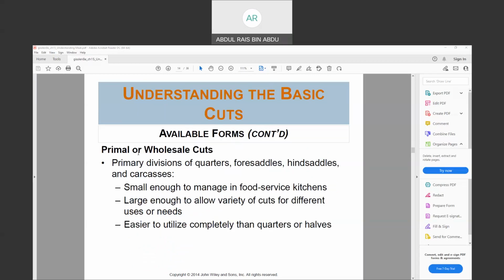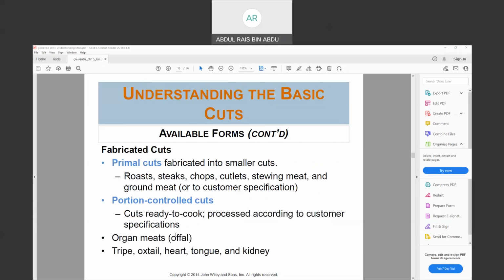Okay. When the meat is cut down into small sizes, it's called wholesale cuts or primal cuts. The primary divisions of quarters, fore saddles, hind saddles, and carcass. When we cut, it will be small enough to manage in food service kitchens, large enough to allow variety of cuts for different uses, and easier to utilize completely than quarters or halves.